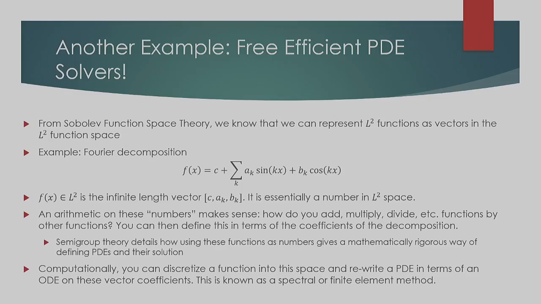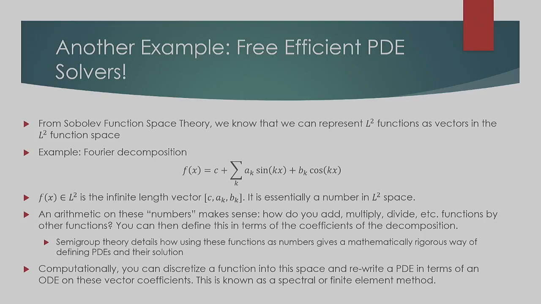Another example that might fit better into scientific computing land: you probably talk to your grad students all the time about how the right way to do partial differential equations is with Sobolev spaces. What is a Sobolev space? It's a function space for representing functions. These L2 functions are now just kind of a form of a scalar. You can think about f in L2 as an infinite length vector of just the Fourier coefficients.